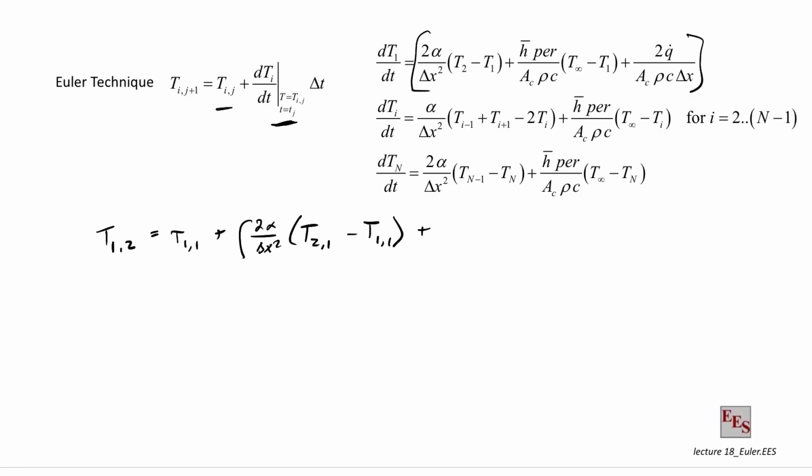Plus h bar perimeter over A C rho C, T infinity, which isn't changing, minus T space node 1 at time 1, plus what's left, 2 q dot over A C rho C delta x. All of that is then times our full time step delta t. The part to pay attention to is getting the indexing right.